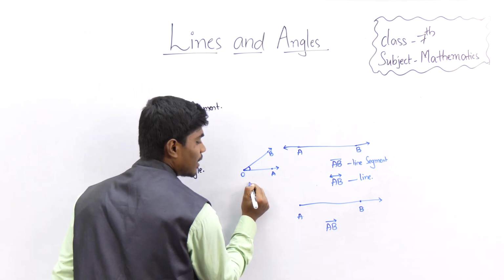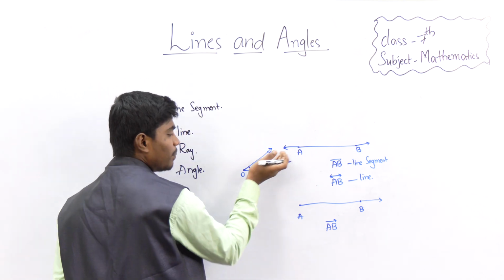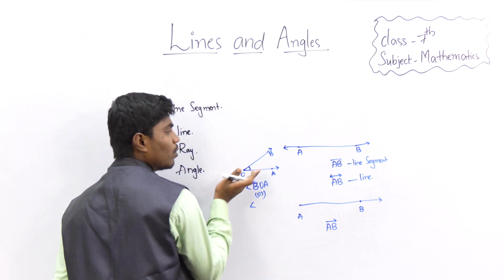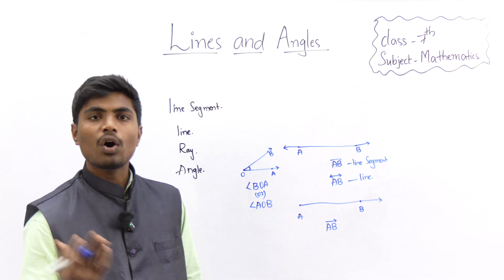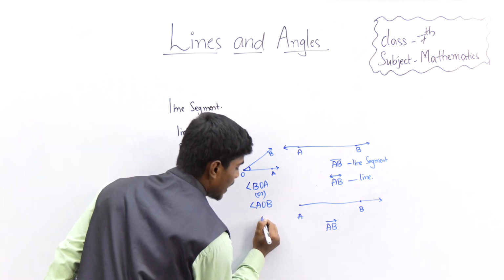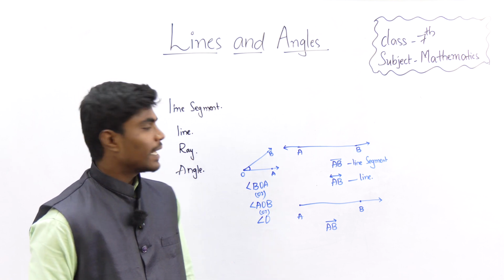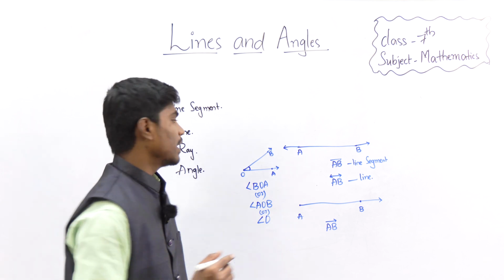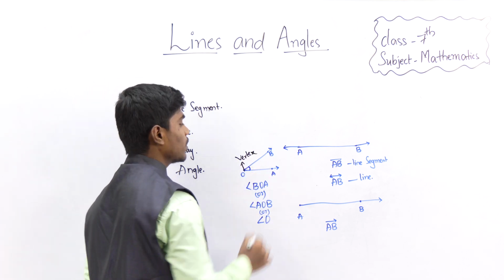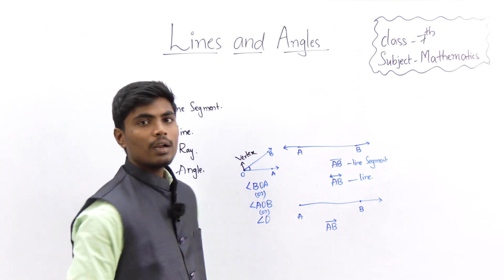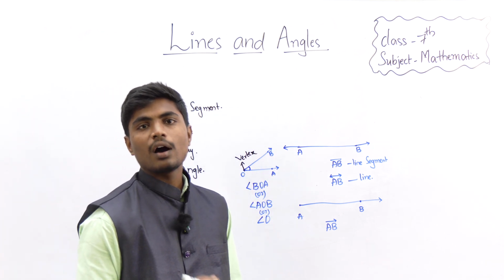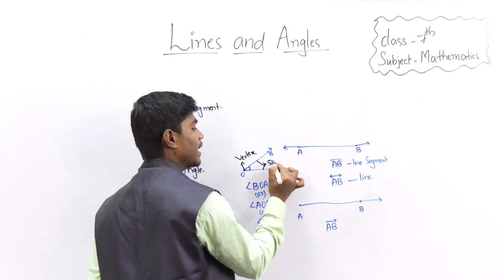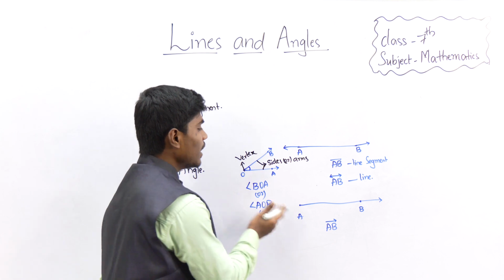We can represent angle O as angle BOA, or angle AOB, or we can simply write angle O. The point where two rays meet is called the vertex. And the rays are known as the sides or arms of the angle. This and this are called the sides or arms of the angle.